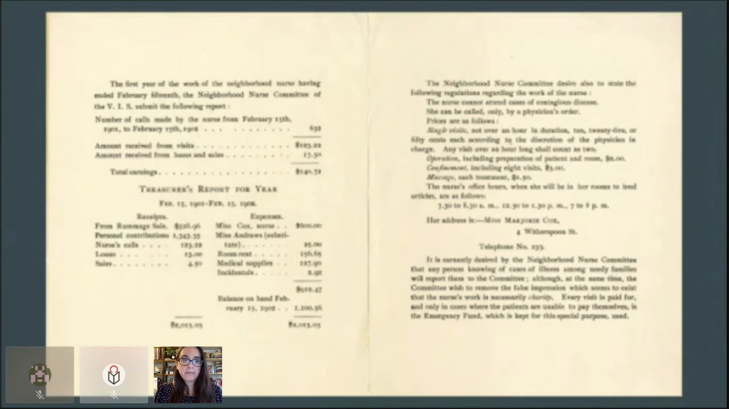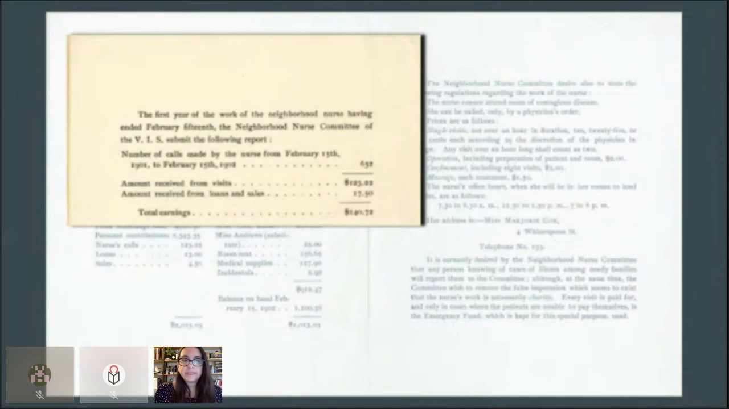And we can see by looking at it that from February 15th, 1901 to February 15th, 1902, Princeton's first neighborhood nurse made 632 calls. The yearbook for the Village Improvement Society from that year called this a good record when we realize she has to gain the confidence and support of the physicians in this new enterprise.